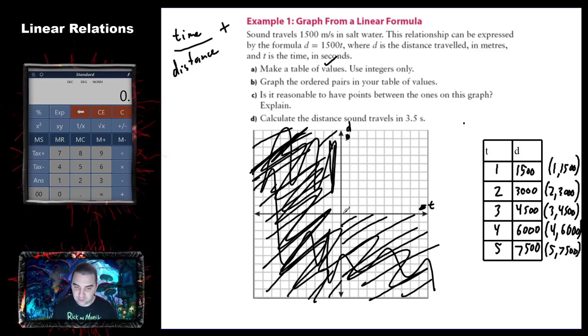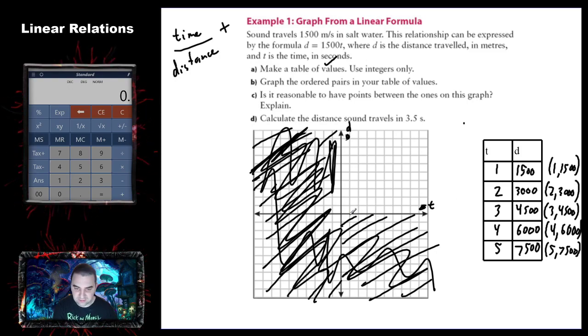So to do that, I'm looking along the t-axis, and my first point is 1. So I'm just going to say that each of these boxes represents 1 second. So 0 seconds, 1 second, 2 seconds, 3 seconds, and so on.